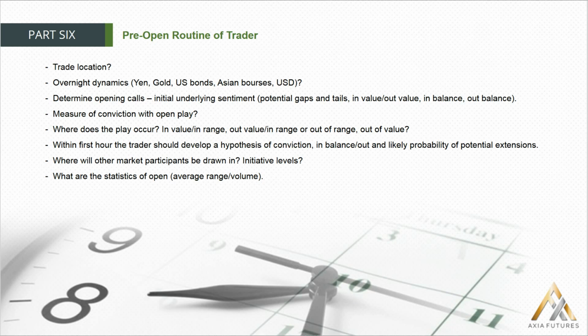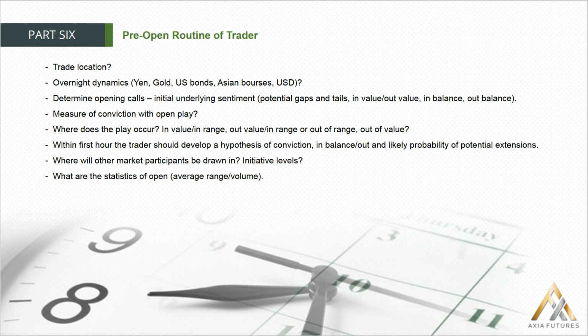You then want to think about the overnight dynamics. In other words, what have your key markets done? If you're trading the European session, what has the Japanese yen done, or what has the gold bullion done, or what have the U.S. bond markets done, the Asian bourses done, and the dollar? You need to understand, have these markets shown any kind of initiative, or have they been moving sideways? If they are showing aggressive intent or volatility, that is going to spill over into the markets you trade, the next session.